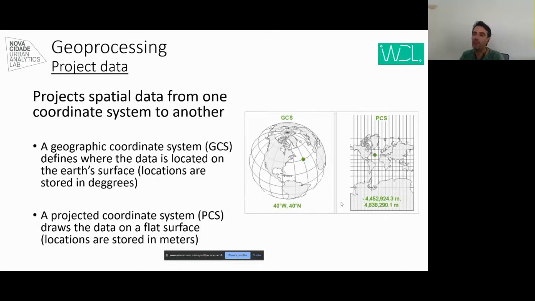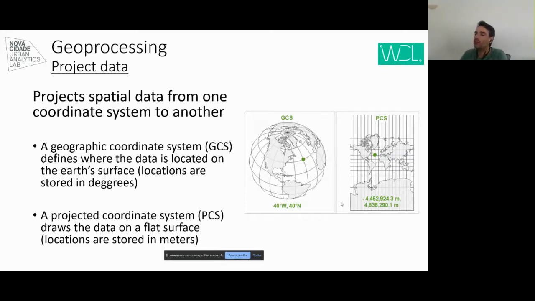Because sometimes this aspect that I will talk about is somehow relegated to a second plan. It is not very well mentioned when we talk about spatial data, and it's very important because we can represent spatial data using a geographic coordinate system where the data is located on the Earth's surface. The locations are stored in degrees, as you can see in the left image, and also as a projected coordinate system that draws the data on a flat surface, and the locations are stored in meters.